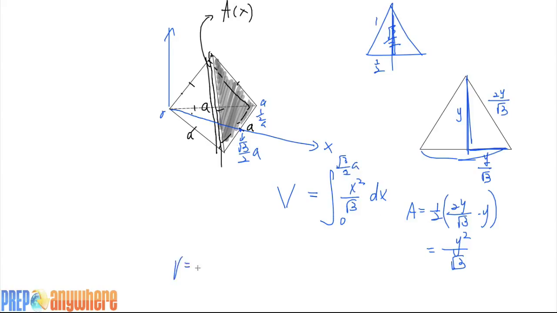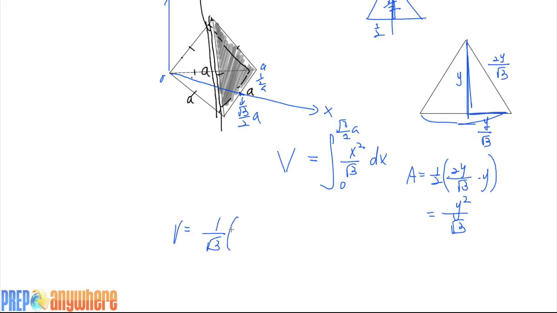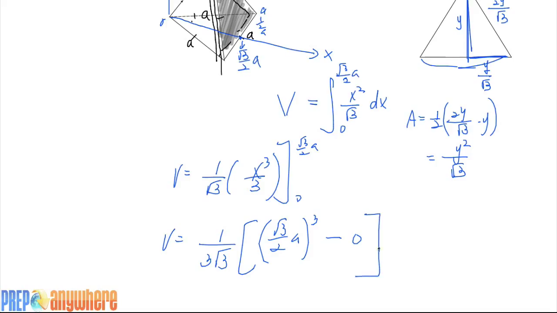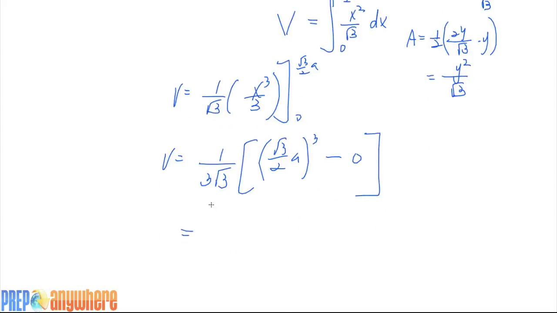So let's integrate that. The antiderivative of that is 1 over √3 times x cubed over 3. We're going to put in √3 over 2 a and 0. So that's 1 over 3√3. Let's plug in √3 over 2 a cubed in there, minus, we plug in 0 in there, you just get 0. So we get 1 over 3√3. Cube that and you get 3 times √3. Cube that and you get 8, a cubed. Note that that just cancels out and we get 1 over 8 a cubed.